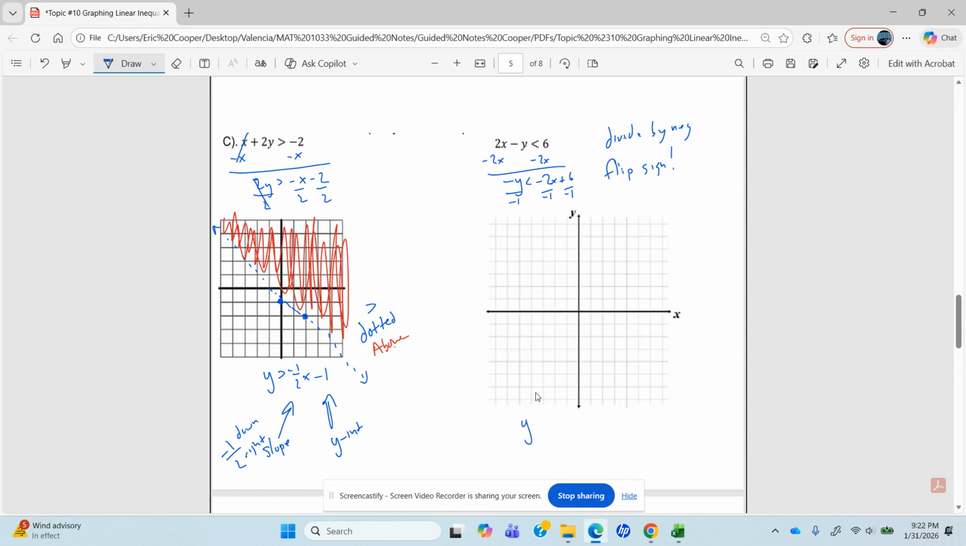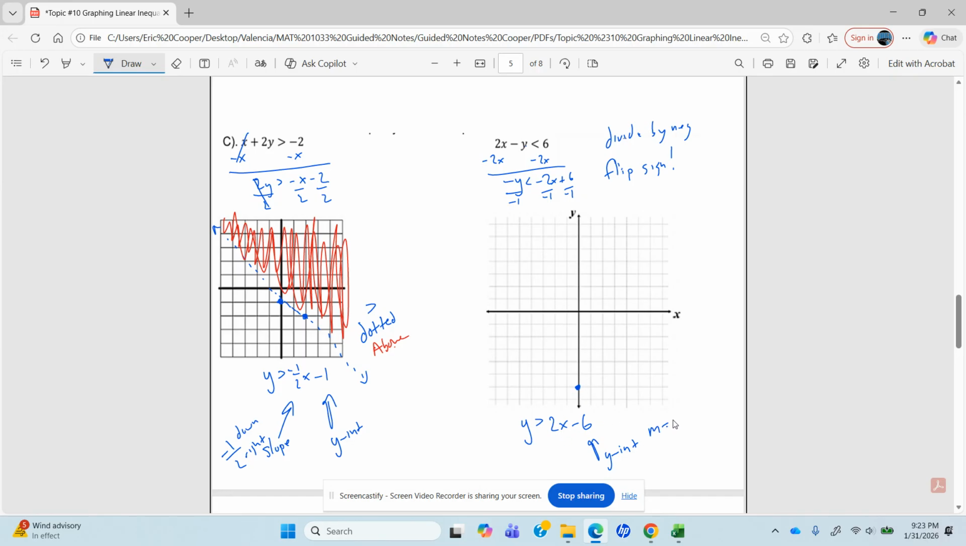So this becomes y. The less than now becomes greater than. Negative 2 divided by negative 1 is positive 2x. 6 divided by negative 1 is negative 6. Let's graph this. Here's my y-intercept at negative 6, so we will start 1, 2, 3, 4, 5, 6 below the origin.